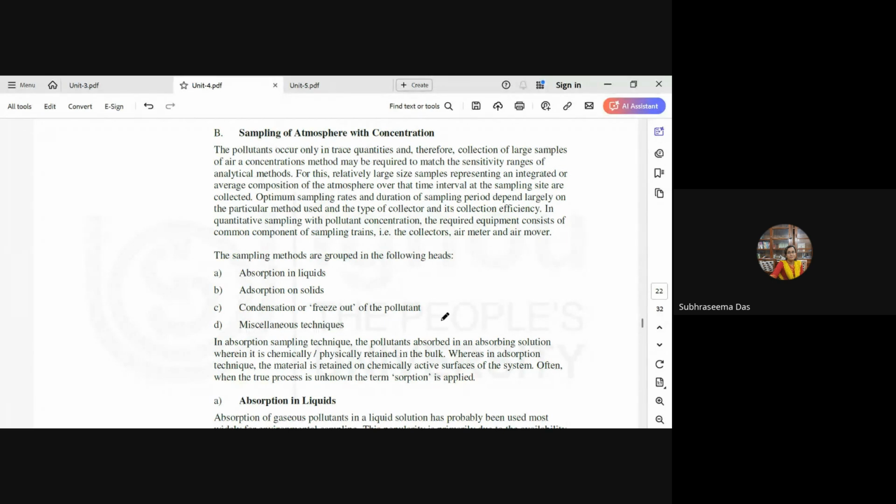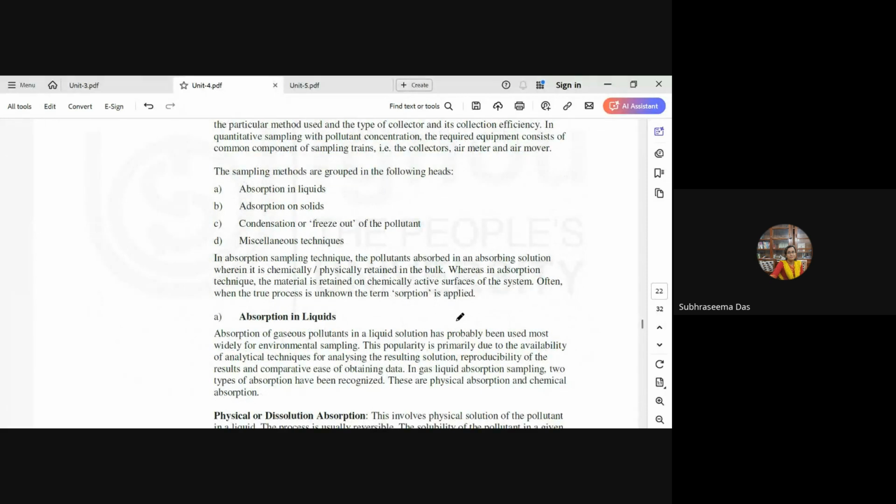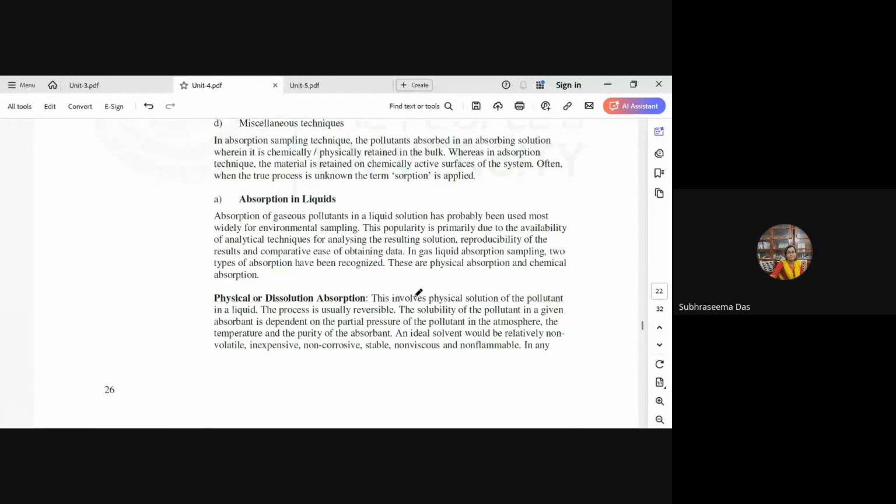So here, absorption in liquids: when we have a gaseous pollutant, absorption is done in a liquid solution. So for wide environmental sampling, once the gas is absorbed by the liquid, we can know the quantity of the gas sample that has been collected. Now, this absorption occurs in two ways. One is physical absorption and another is chemical absorption.